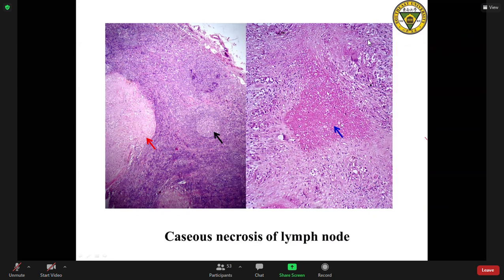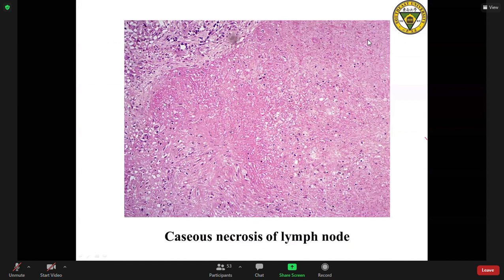And here is also caseous necrosis. This area has no nuclei, just pink particles. Okay, high power, a large area. This is also necrosis, caseous necrosis at high power.